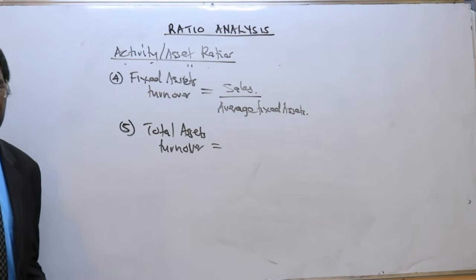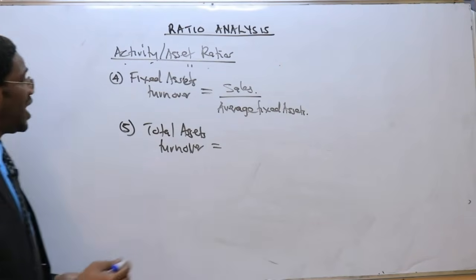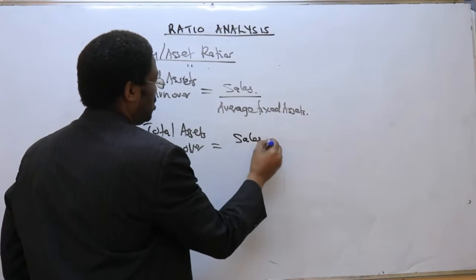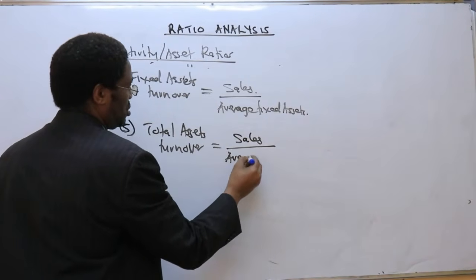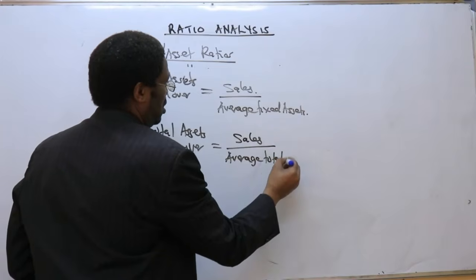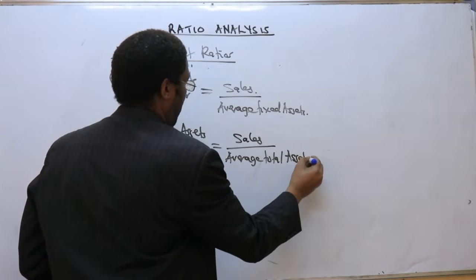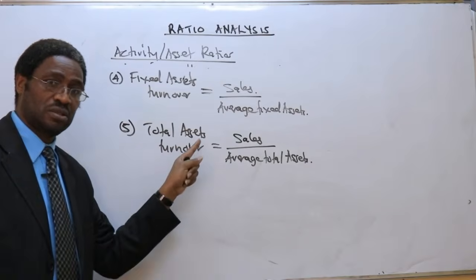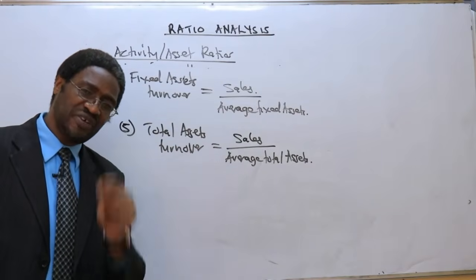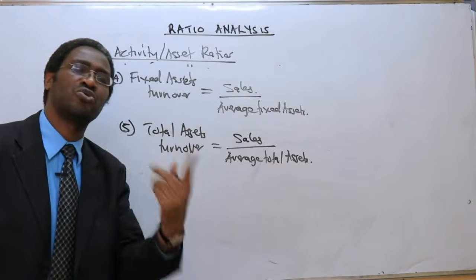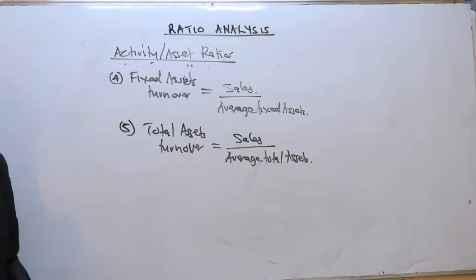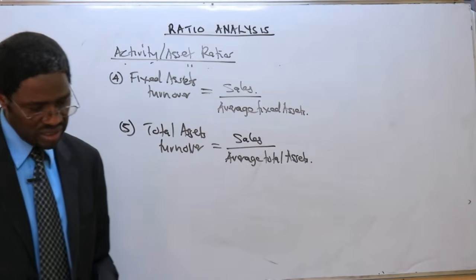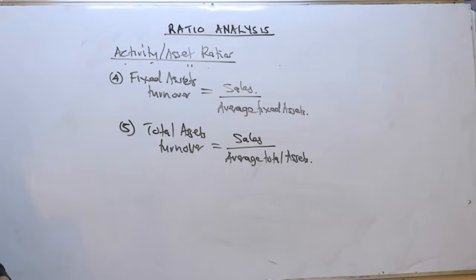Total assets turnover should be now what? Again, you take the sales, you divide that by average total assets. Again, the implication is the same. For every shilling your company has invested as an asset, how much is it able to generate as sales? That's how we shall be getting it. Okay? That's number 5.